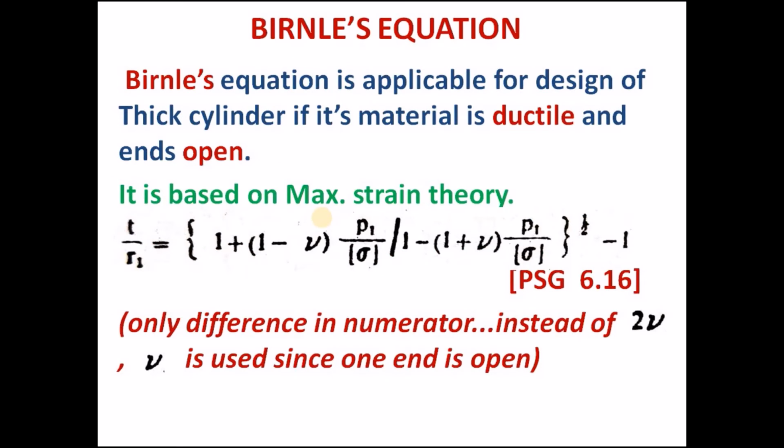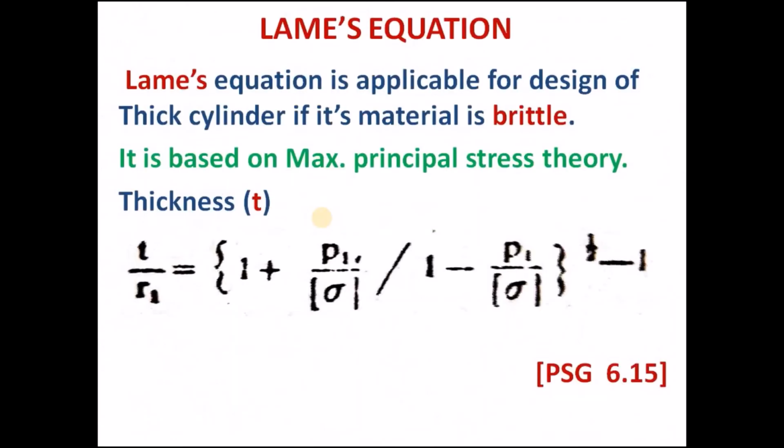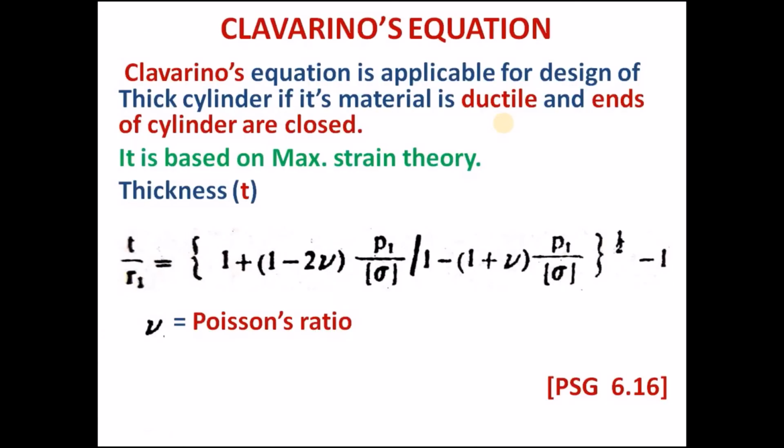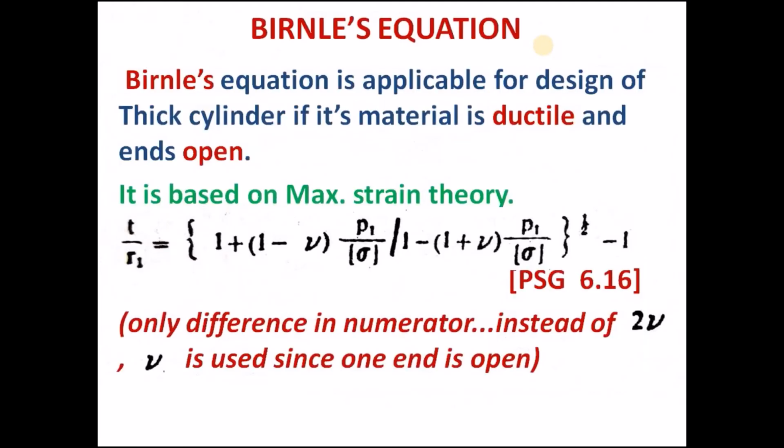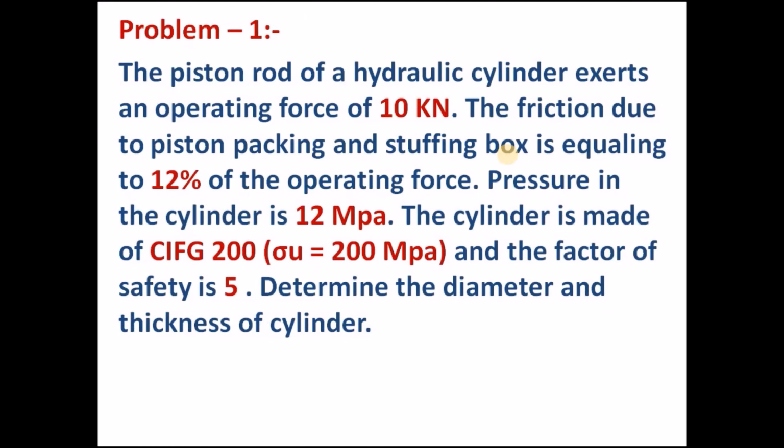There are 3 conditions. The first one is the material is brittle; in that case we use Lame's equation. If the material is ductile and both ends are closed, we can use Clavarino's equation. If the material is ductile and one end is open, we use Birnle's equation. Then design can be done. Take the first problem.